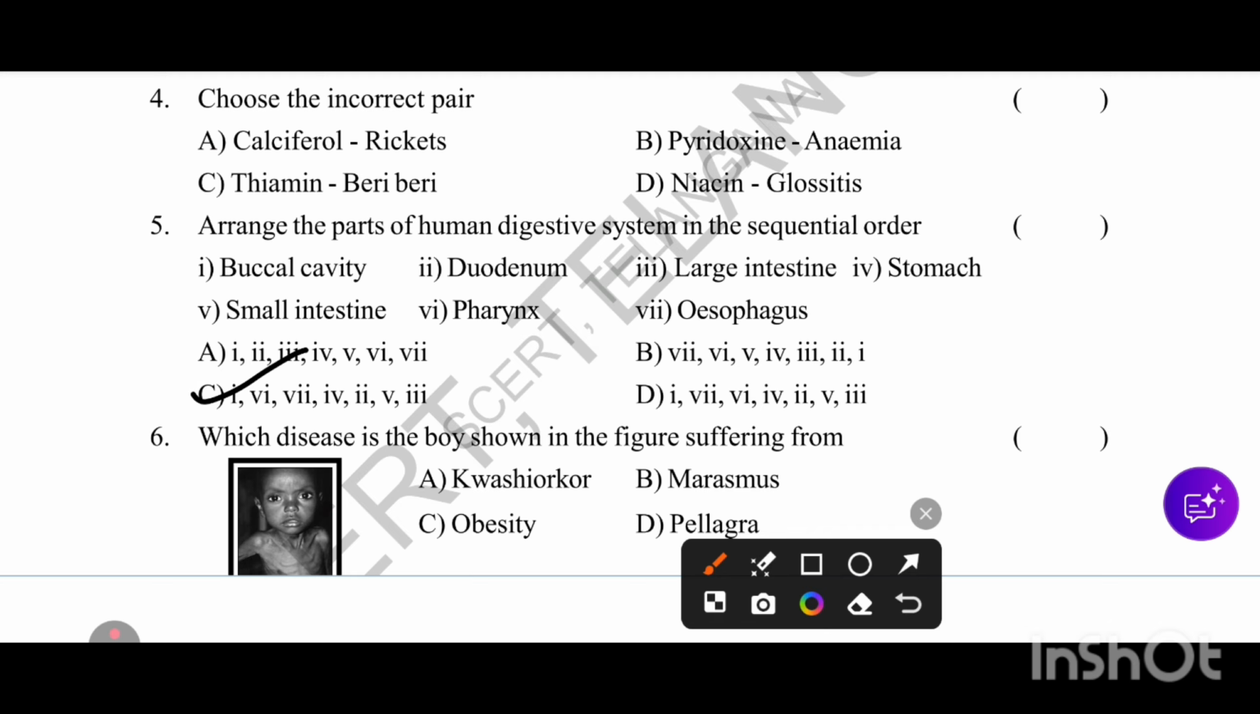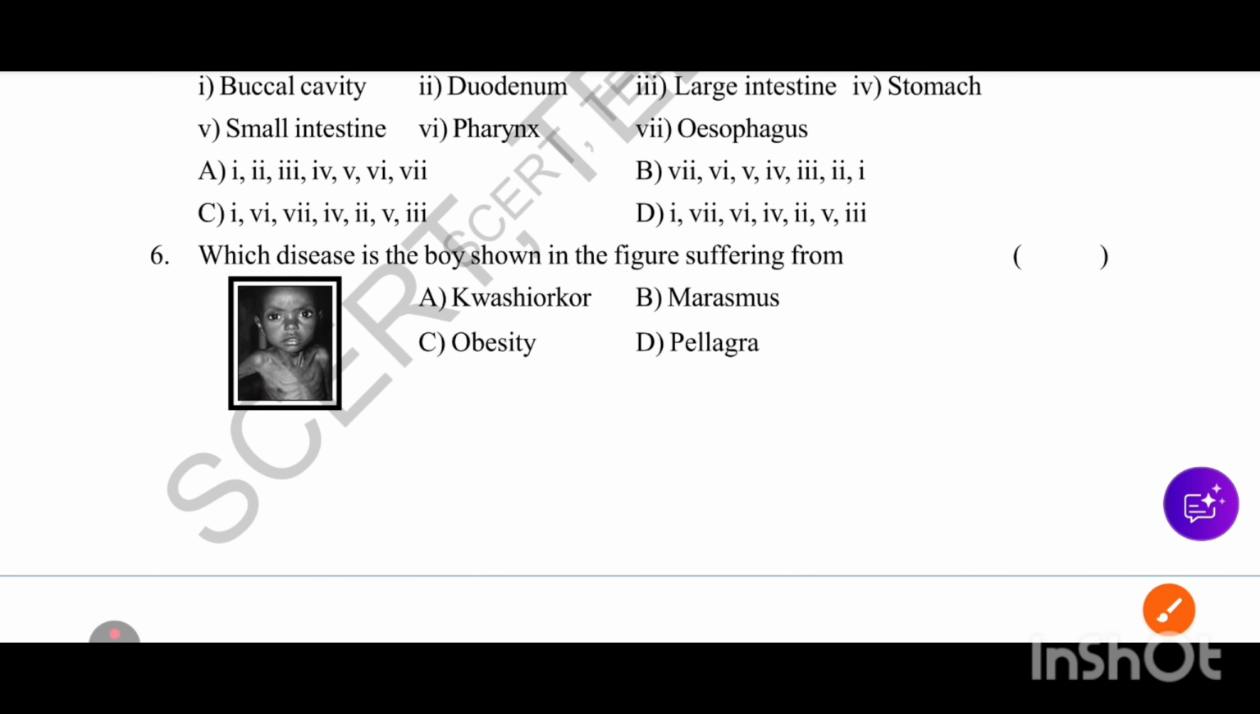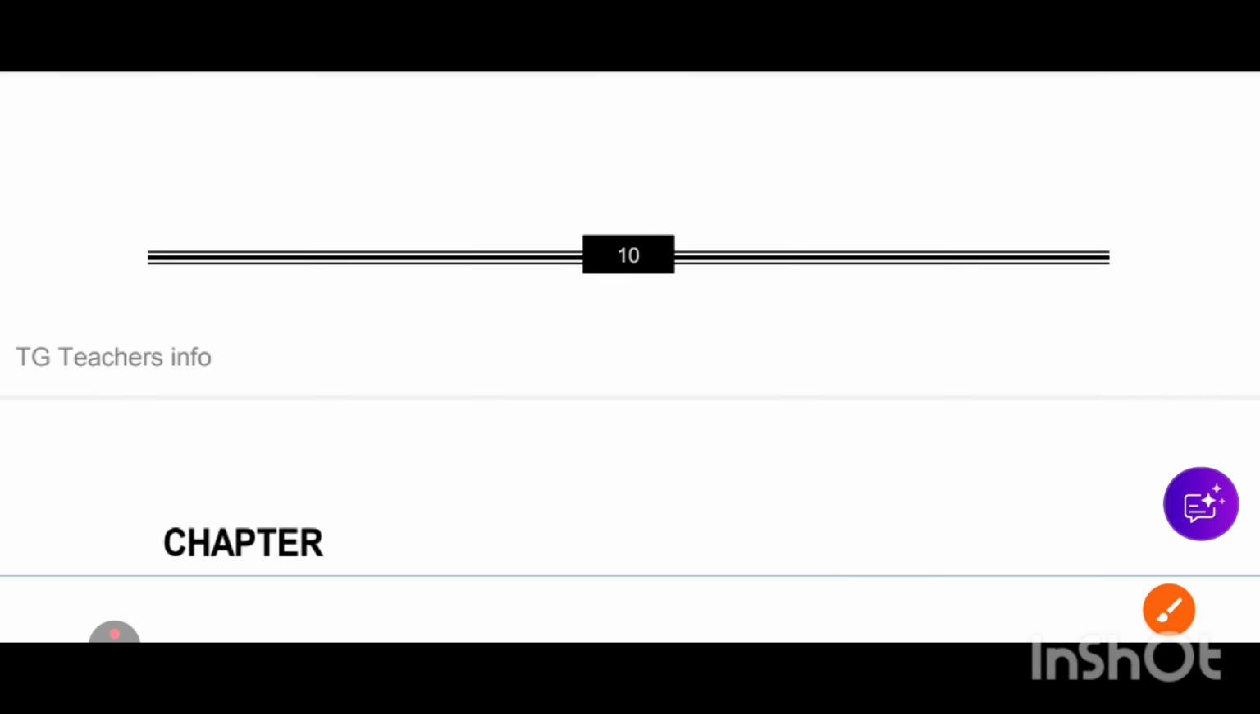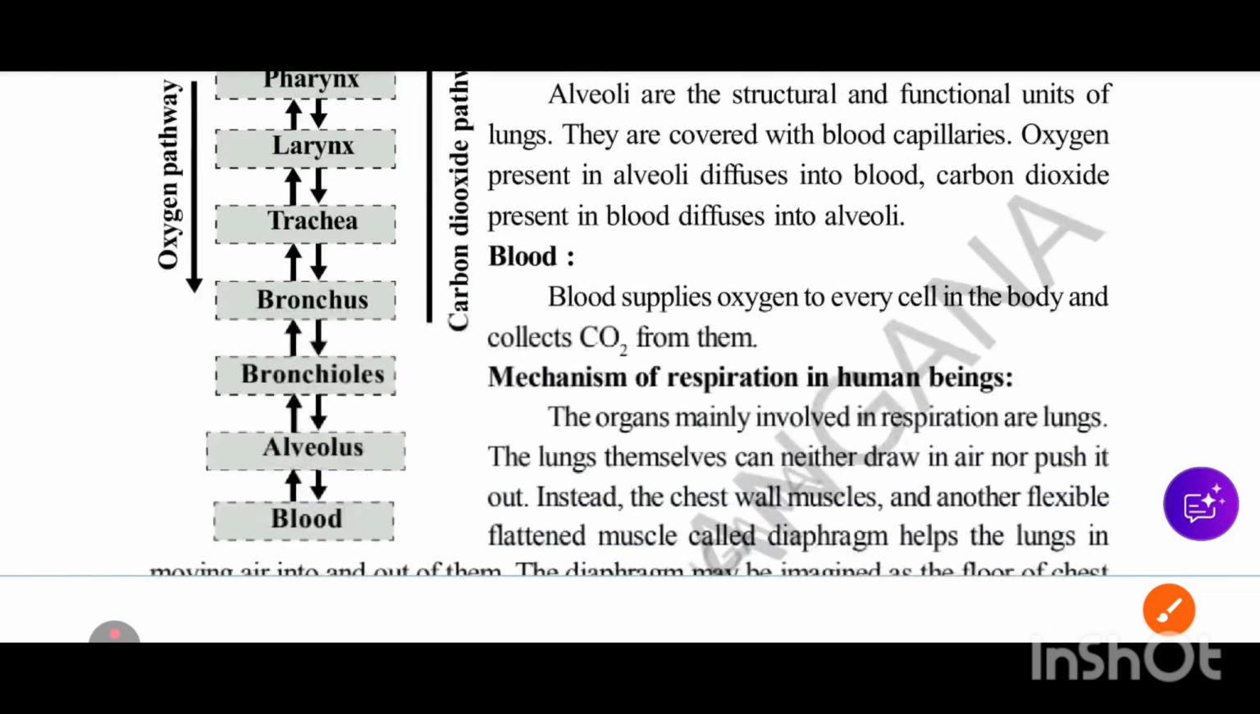Next question. Which disease is the boy shown in the figure suffering from? Easily you can identify the disease. The right option is B, which is called marasmus. Is it clear? Next we'll go to the second chapter, respiration.